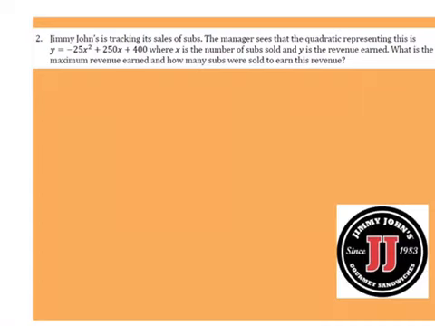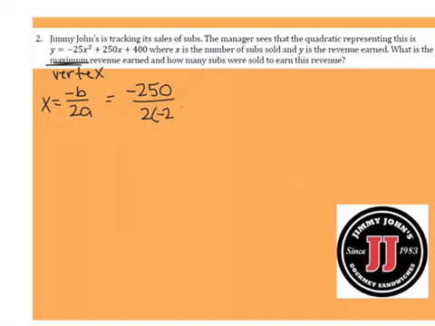So if I'm looking for the maximum, this tells me I'm looking for the vertex. So I'm going to use the formula x equals the opposite of b divided by 2 times a. So the opposite of b divided by 2 times your a value. We always do the multiplying first before we do the dividing. So when I plug this in, I know that x is 5.